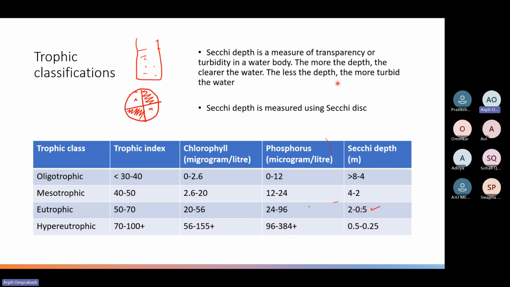Basically you put a disc that has black and white, and you have a rod, and you dip it in the water column, and the depth till when you can see the different white and black parts is the Secchi depth. So if the water is more clear, you can see deeper, so the Secchi depth is higher. If the water is more turbid, then the Secchi depth is lower.